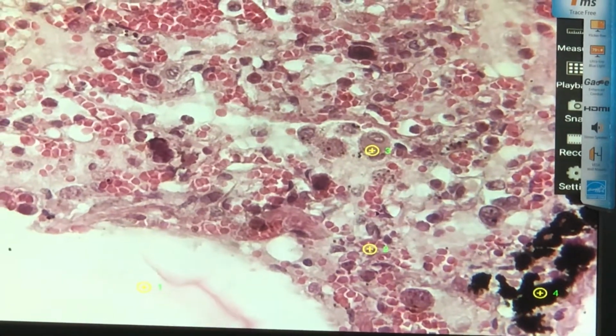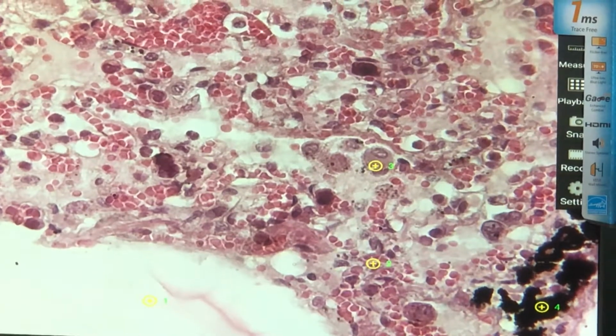This is so easy to identify. As long as you have the three here, make your diagnosis.